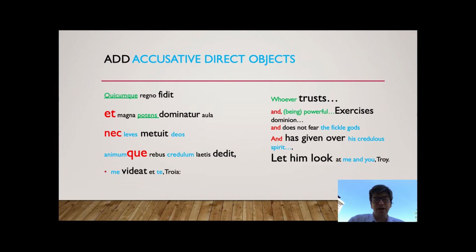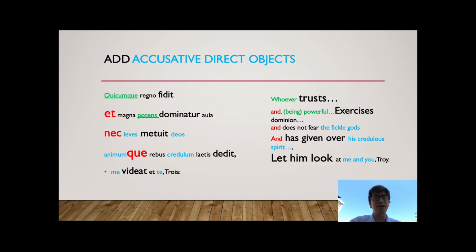And now we can move on. We found our subjects, we found our verbs, and we can begin to think about adding direct objects. So we have whoever trusts, and our next clause, being powerful exercises dominion. No direct objects yet. But notice our light baby blue that we've used in the next line. This is the color that I've chosen for accusatives.